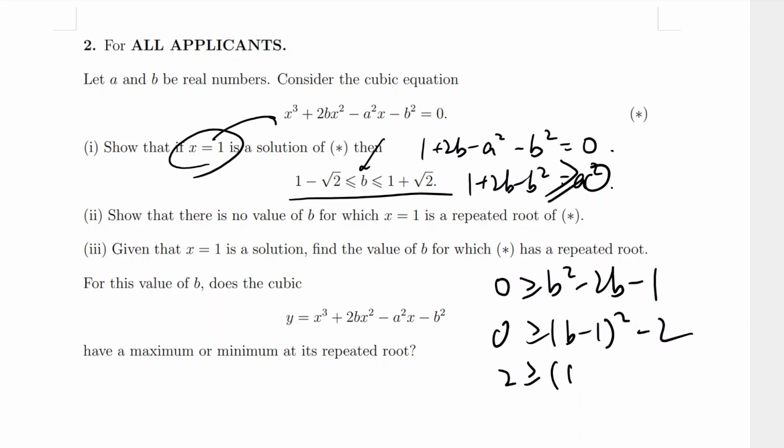Okay. Part 2. Show that there's no value of b for which x equals 1 is a repeated root of star. Okay, so I want to find the roots. How do I find the roots of a polynomial? What's the sensible thing to do? Factorize, right? Factorize.